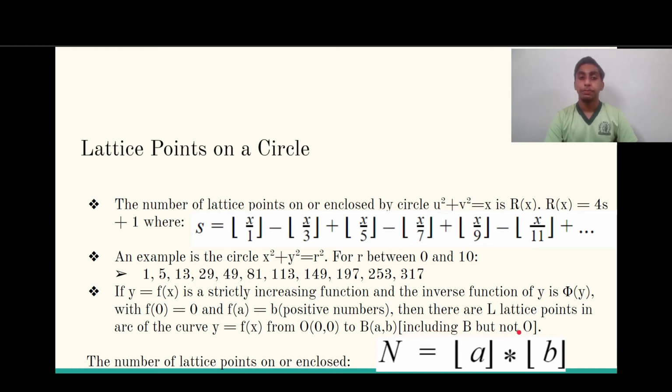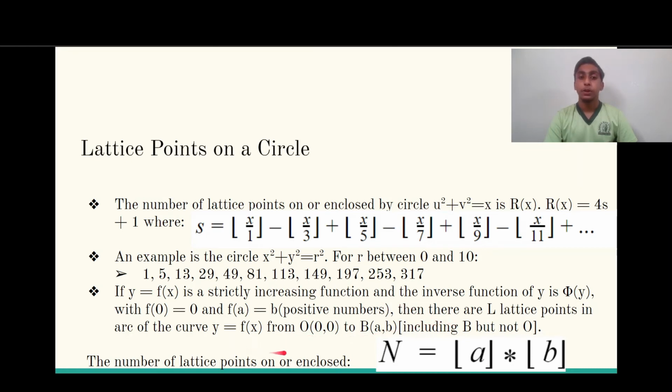We'll go over that again. Basically, if you have a function and its inverse function, and you know that f of 0 is equal to 0, and f of a is equal to b, so when you put a into this function you get b, and these are all positive numbers, then there are L lattice points in the arc of the curve. You have one endpoint, O, (0, 0), which is not included, and your other endpoint is (a, b). Remember, f of a is equal to b, that's how you get your a and b. Then you can calculate all the L lattice points in the arc of this curve until the point b, including b.